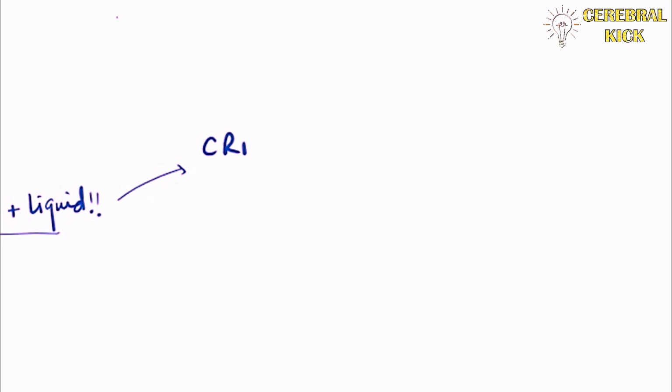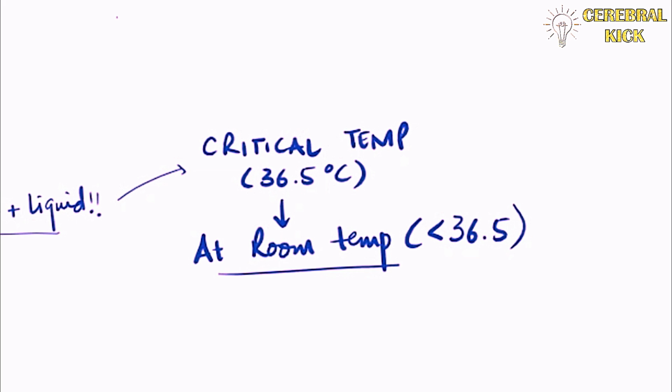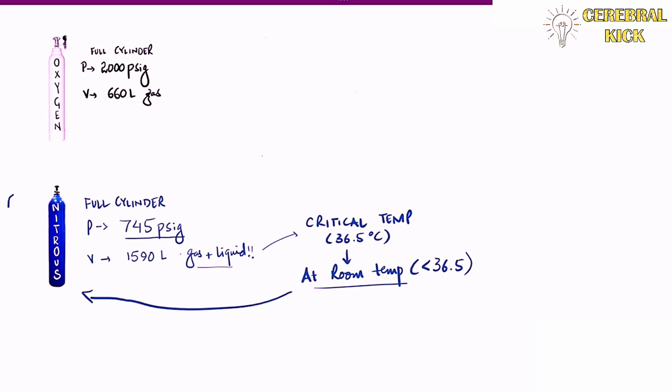Because there's a temperature called the critical temperature for every gas. Below this critical temperature, the gas can be liquefied under pressure. For nitrous oxide, the critical temperature is 36.5 degrees Celsius. So at room temperature, it can exist in liquid and vapor form. So if I draw a nitrous oxide cylinder at full capacity, it would have liquid and vapors.